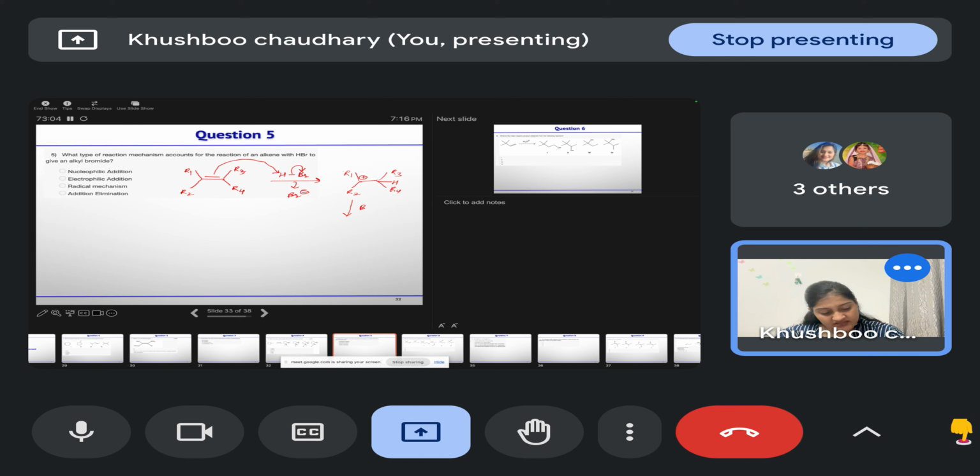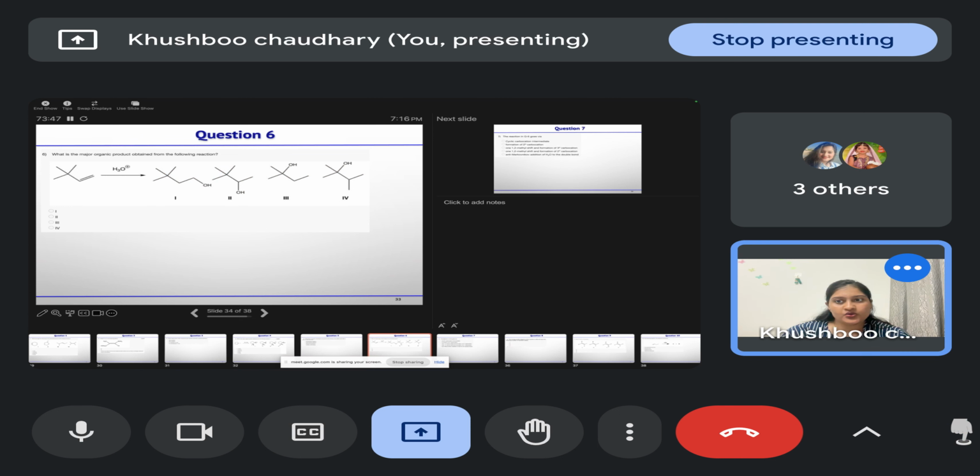Then in the second step, that bromide ion will react with the carbocation carbon and lead to the formation of this product. So in this case, alkene is acting as a nucleophile and HBr is acting as an electrophile. So the addition is taking place, and first the addition of electrophile is taking place. So this is the electrophilic addition reaction. Okay. Okay, ma'am.